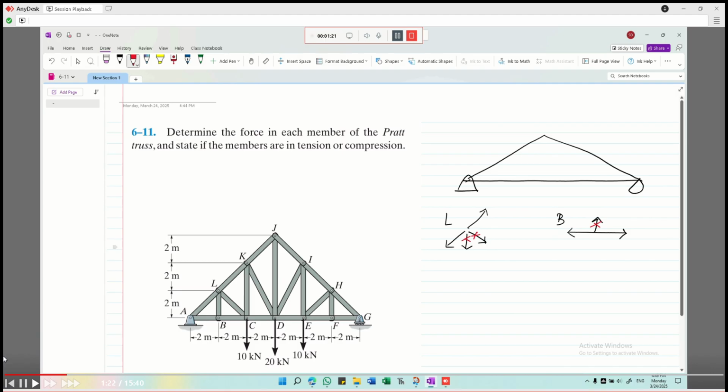We can remove the zero force members from both the sides because the diagram is symmetrical. So let's draw the new structure without the zero force members.